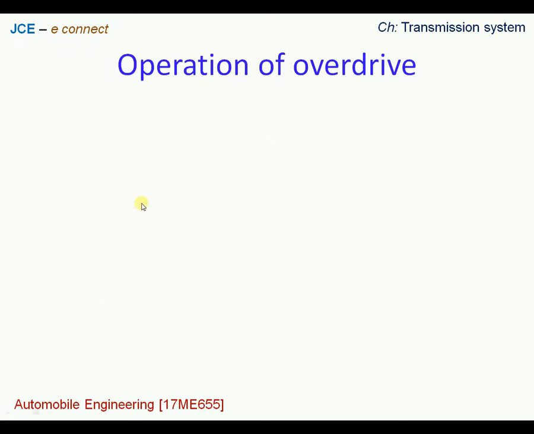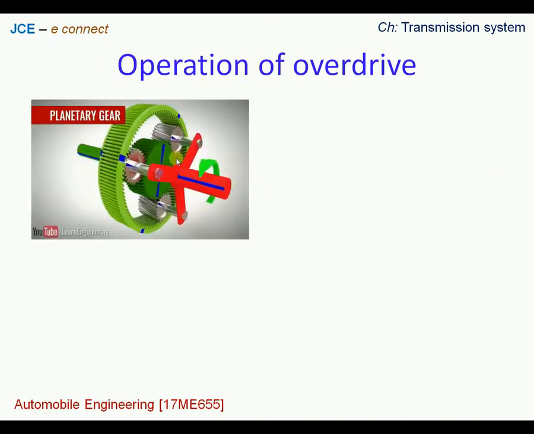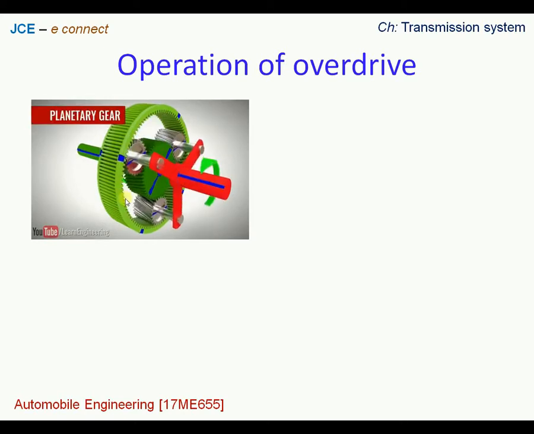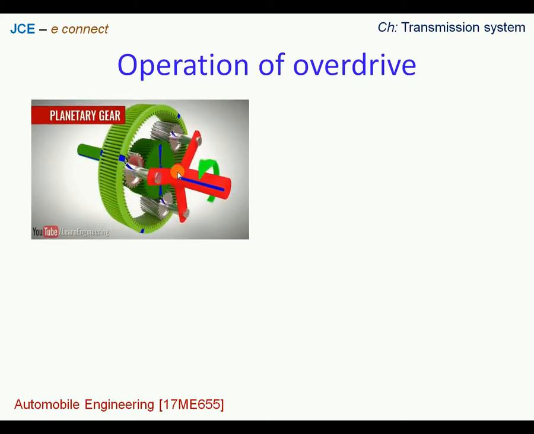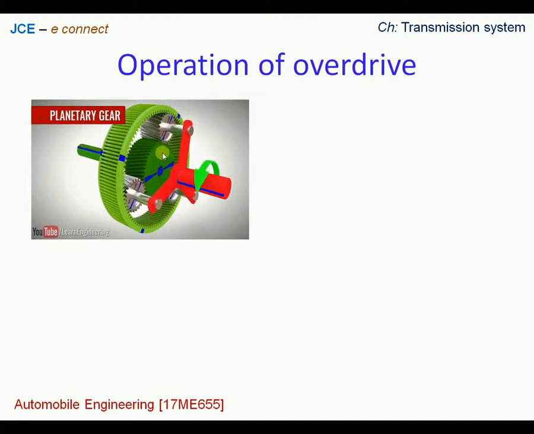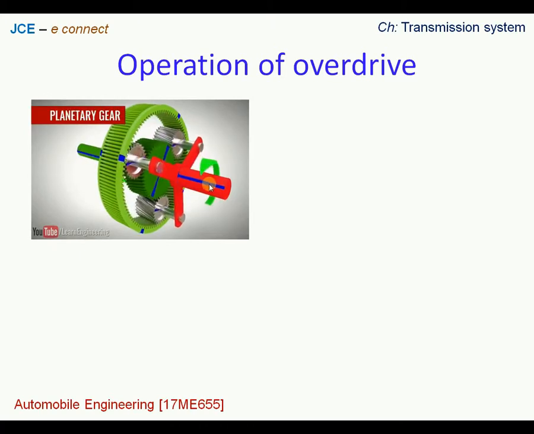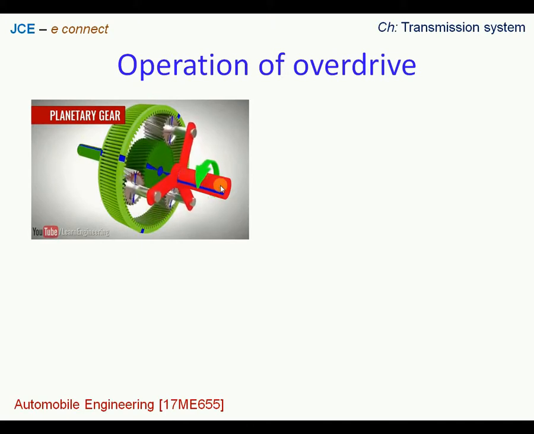Let us look at the animations to become clear. So here we have a sun gear which is rotating, and this is in mesh with the planet gears, which are again in mesh with the ring gear, and we have the planet carrier shown here. We see when the sun gear is rotating, the RPM at the input shaft and the output shaft are the same, so this is called a direct drive.